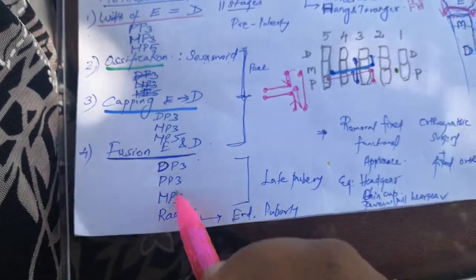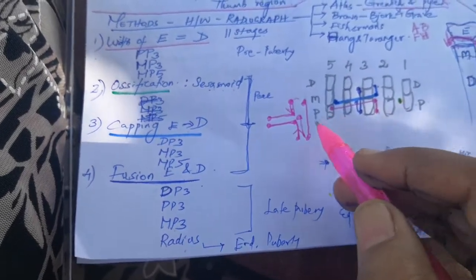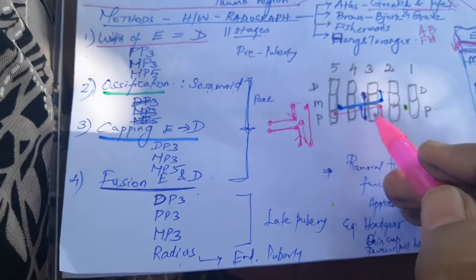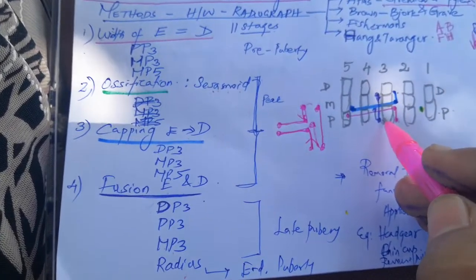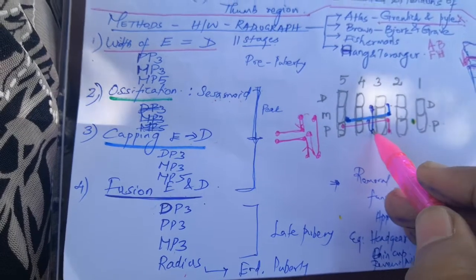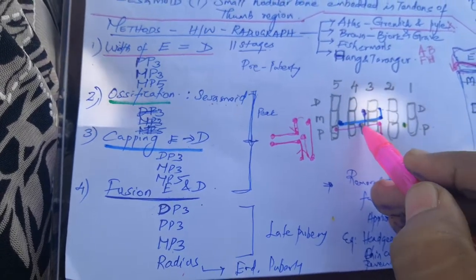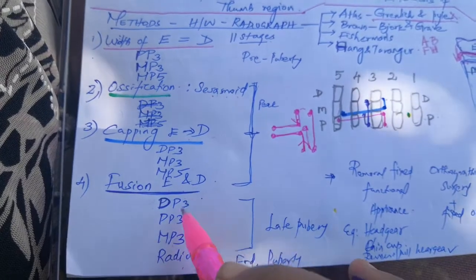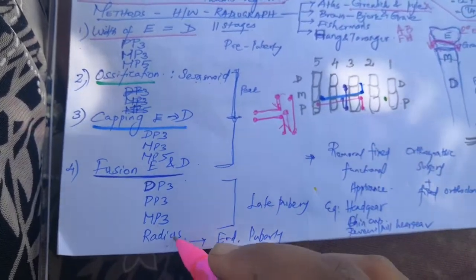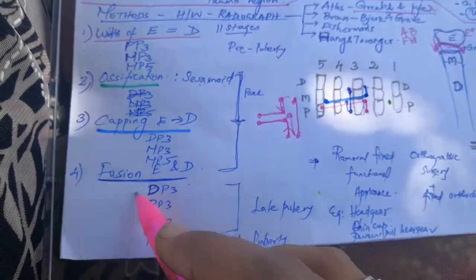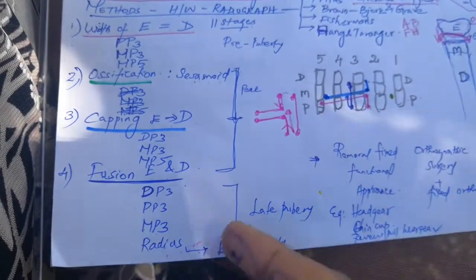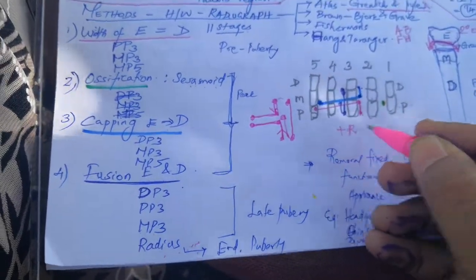And then fusion. The next 3-4 stages will be fusion. That is the J I have told you: distal phalange of the third finger, proximal phalange of the third finger, and the middle phalange of the third finger. And last, there will be fusion of the epiphysis and diaphysis of the radius. In addition, you are going to add the radius, fusion.